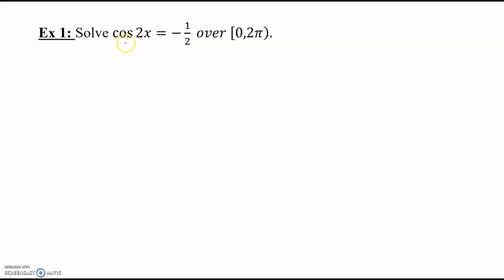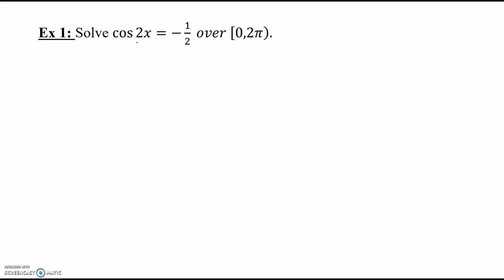Well, first of all, if it has a 2x in it, then you can use your double angle identities. In this case, we could use the double angle identity for cosine. And if you remember, there were 3 different double angle identities for cosine. There was one that had only cosine in it, and there were 2 that had both sine and cosine in it. We will want to use the one with only cosine in it, because remember, you can only have one trigonometric function within the equation in order to solve for it.